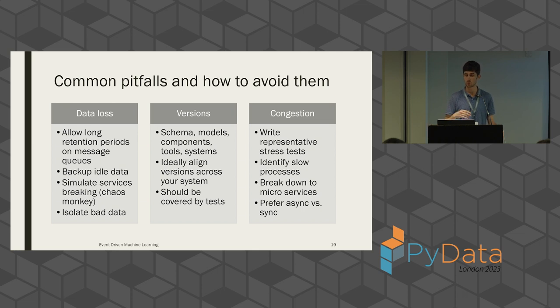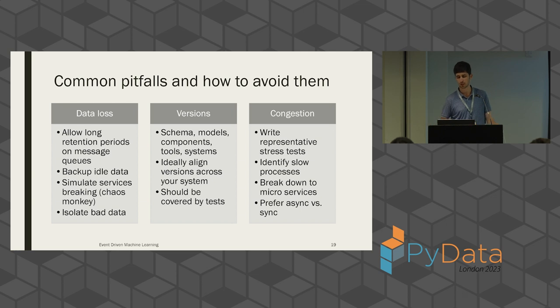Versioning, so you might have different versions for schema, models, components, tools, and systems in your system. And ideally, you would want all of them to be aligned across all of the different components. Obviously, that's hard if you have a very complicated system, but that should be covered by tests, hopefully, if your tests are good. Another thing you can do is use the Avro file format for saving data. And what's useful about that is that it tracks schema changes across time. And if you're tracking the schema changes across time, you can, again, go back to the point where everything was working and work your way from there.